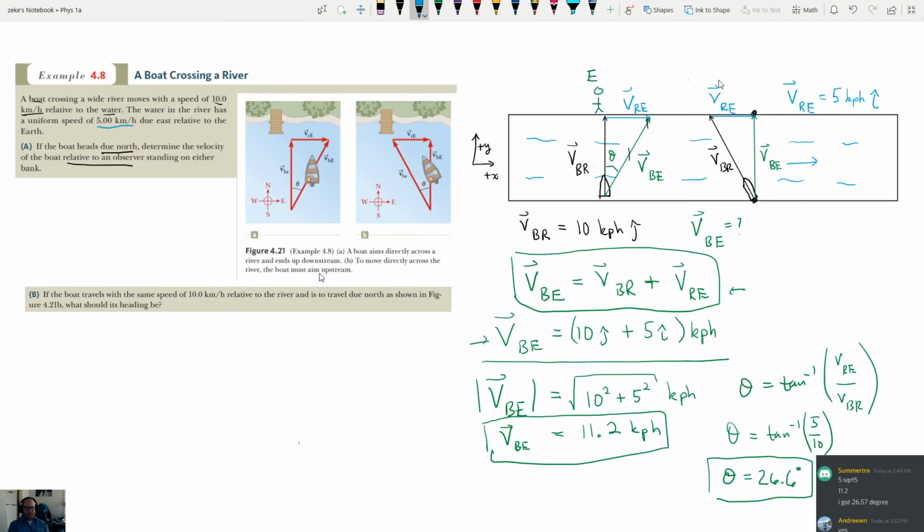Okay. And now the question is, if the boat travels with the same speed and is to travel due north, as we've shown, what should its heading be? So now what we want to know is what this angle right here needs to be. Let's call it phi. That's what we want to figure out. All right. So my first question is, do you think it's going to be the same as this? What do you all think? Is it going to be the same?